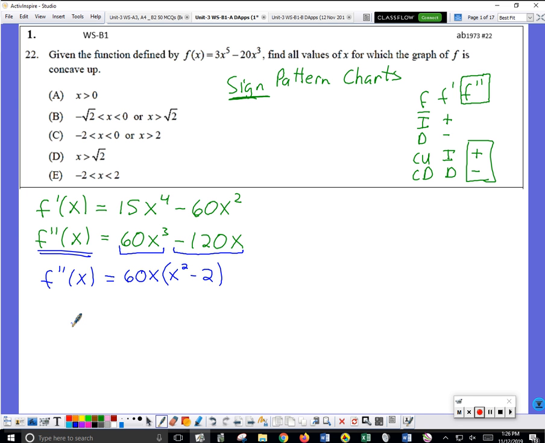How could you know to find a sine pattern chart for f double prime? Let's have the whole room answer this one. Points for everybody, 2 for Mario for asking. If I find a sine chart of f prime, I will figure out when f prime is positive and when f prime is negative. What information would that give you about f? Whether it's increasing or decreasing.